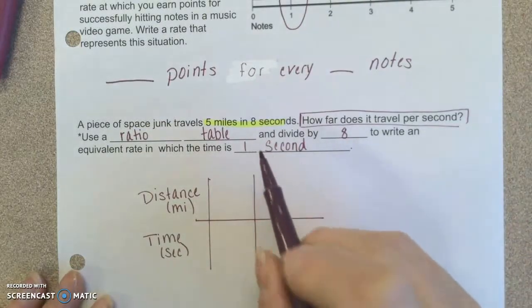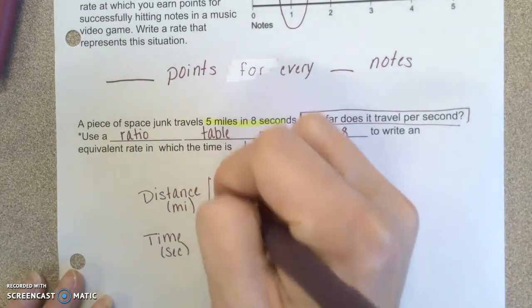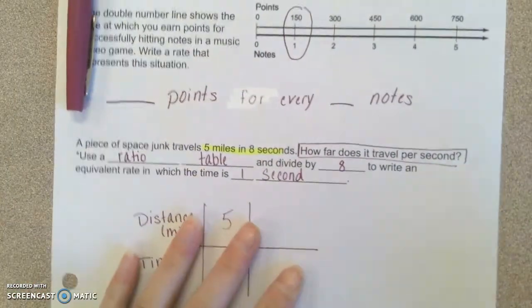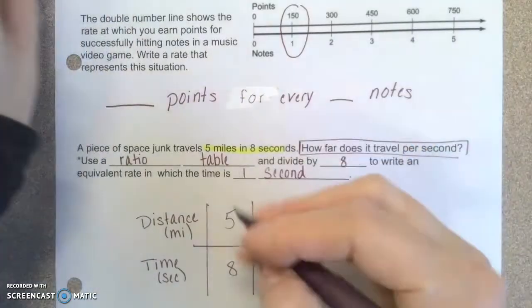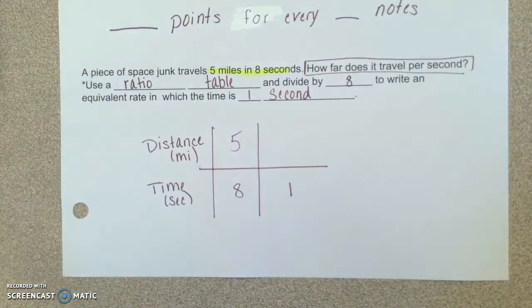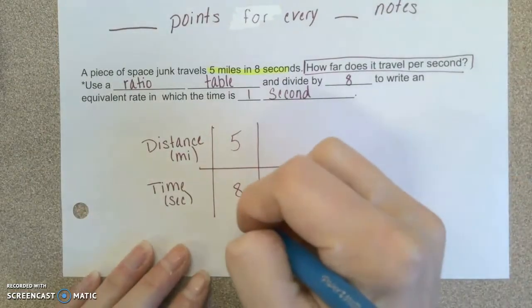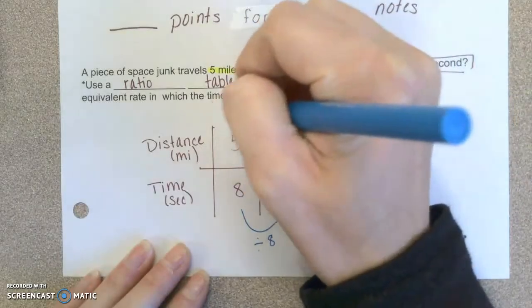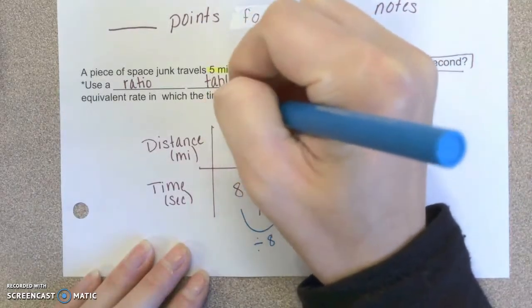Then we're going to fill in what we know. 5 miles, 8 seconds. Okay, we're trying to get this down to 1 second. That's our unit rate. So to do that, we've already established that we need to divide by 8. So then I need to go up here and divide by 8.